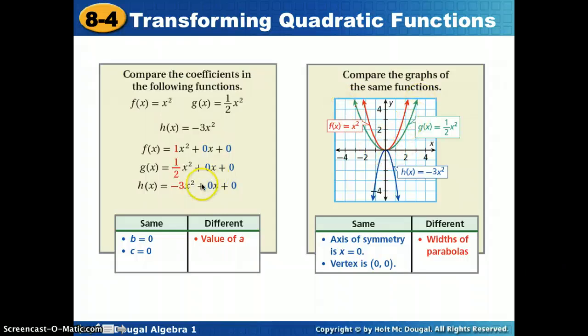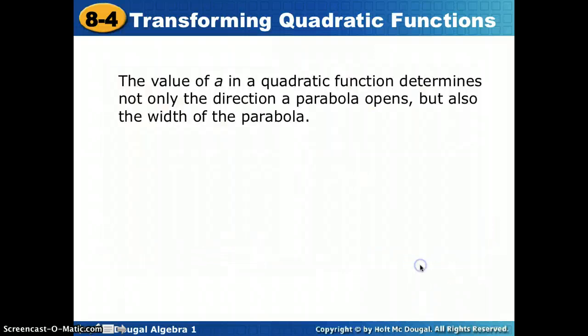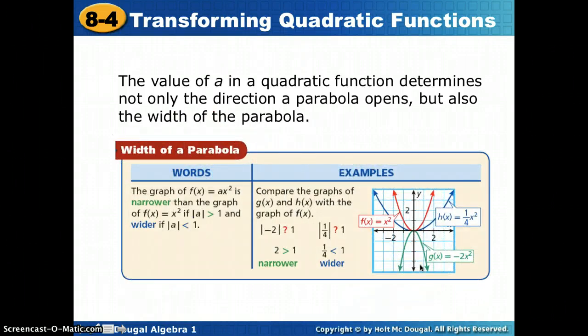Alright? And if you see right here, the -3 of course flips it over. We knew that already. But if you put a coefficient in front of the x squared that's bigger than 1, then it makes the parabola skinnier. So that's the effect. So the a makes it different. If you change the a, it makes the width of the parabola different. Alright? So this is what you need to know.